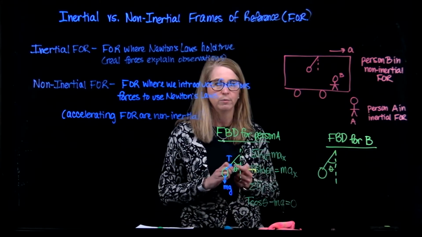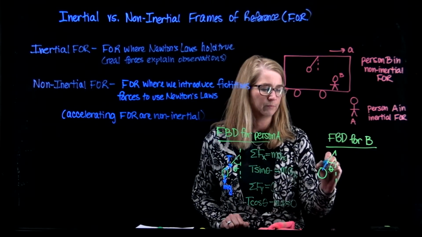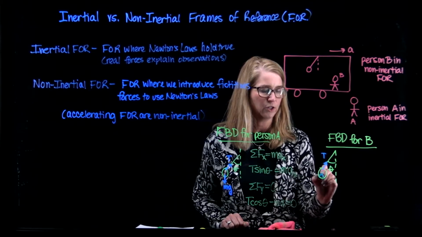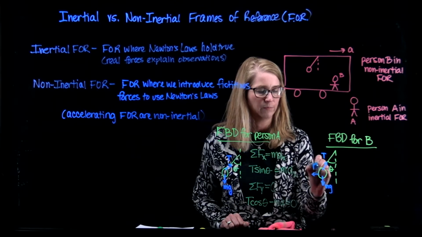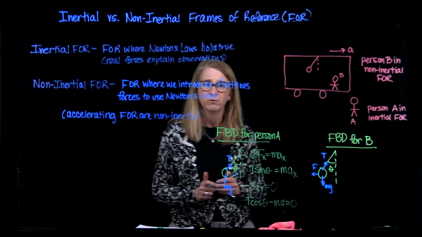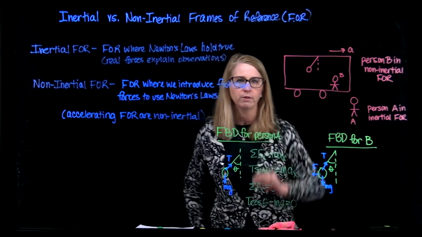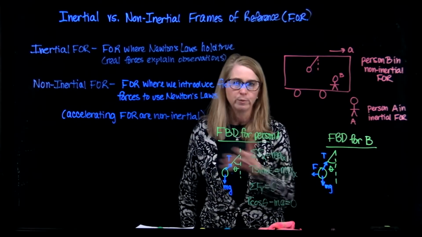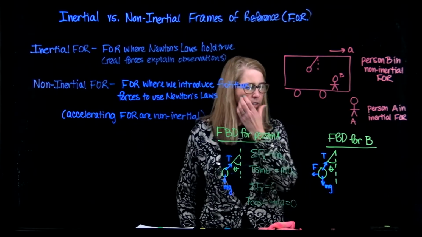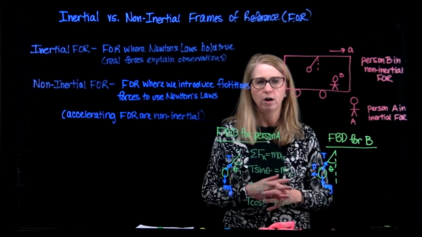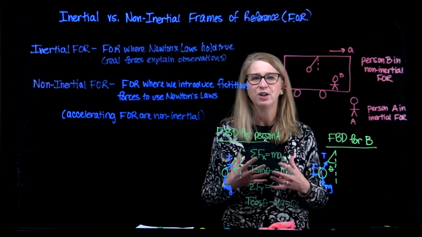So he still sees the ball at some angle theta, but this time he says there's a tension, there's the weight, and there's some force. Because if you think about it, person A knows that the reason that ball is deflected is because of the acceleration of the train car. And in a sense, this is getting left behind. While this person is in the train car, they have no visual to look outside of the train car. So he doesn't know he's accelerating.